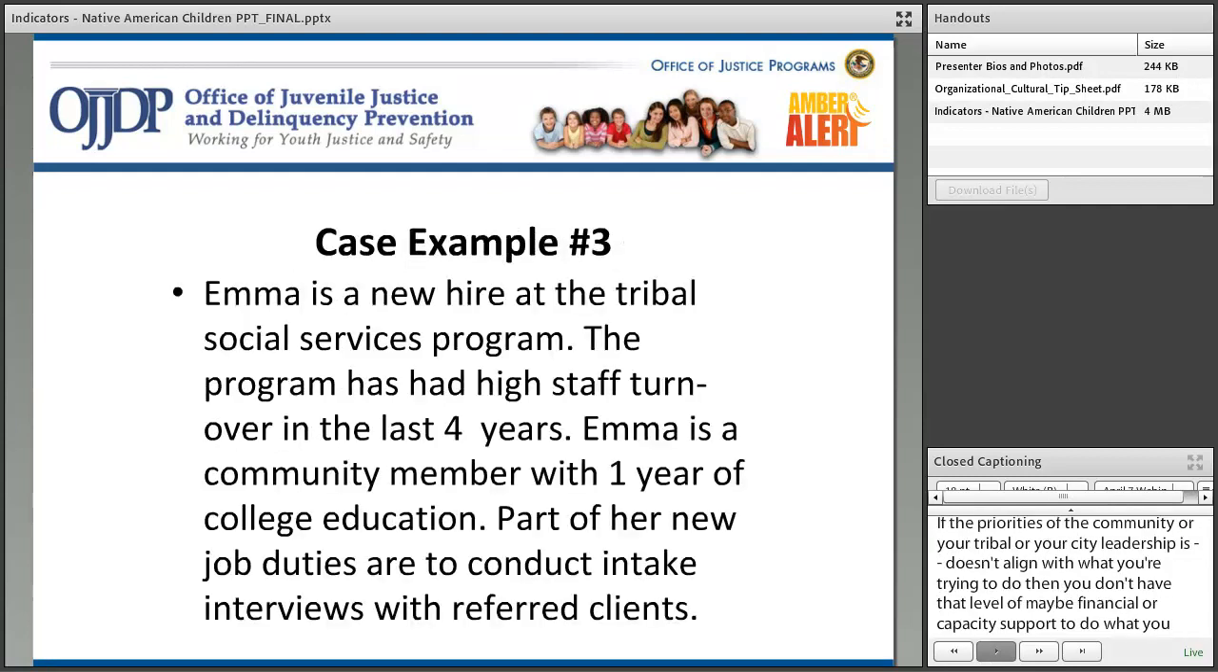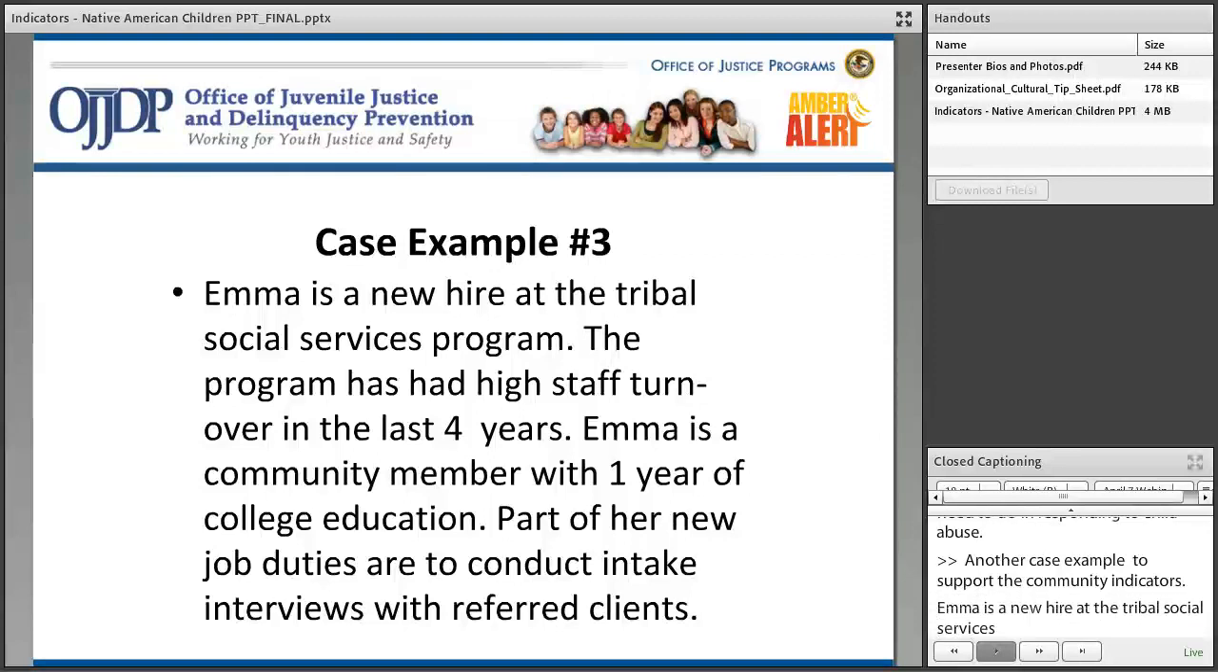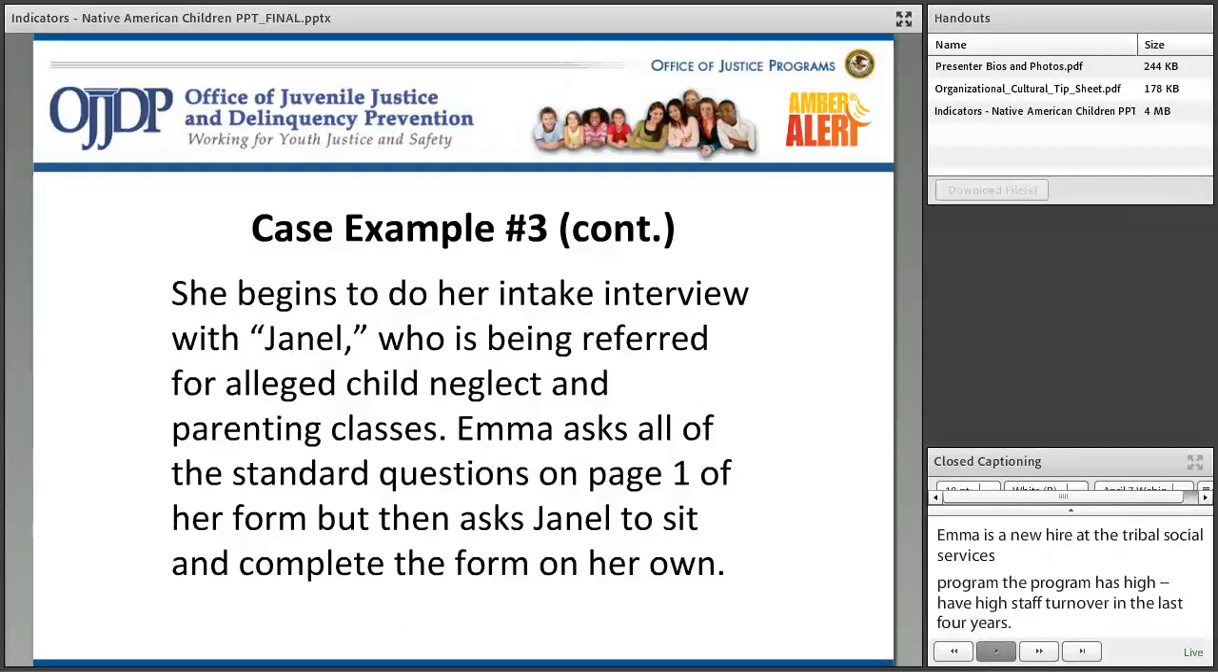So right here, just another case example to support the community indicators section: Emma is a new hire at the Tribal Social Services Program. The program has had high staff turnover in the last 4 years. Emma is a community member with 1 year of college education. Part of her new job duties are to conduct intake interviews with referred clients. She begins to do her intake interview with Janelle, who is being referred for alleged child neglect in parenting classes. Emma asks all of the standard questions on page 1 of her form, but then asks Janelle to sit and complete the form on her own.